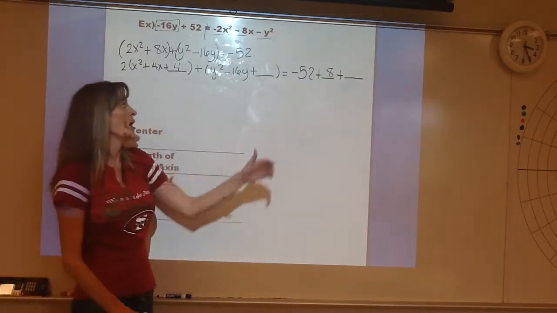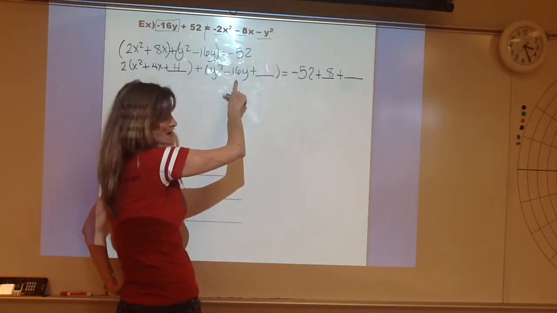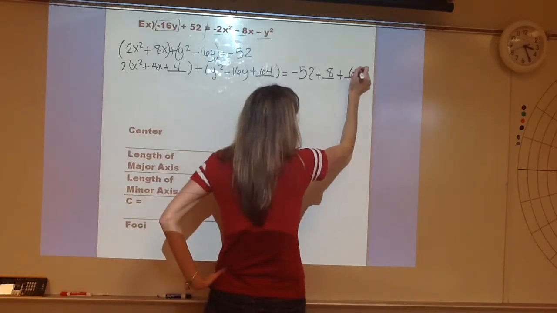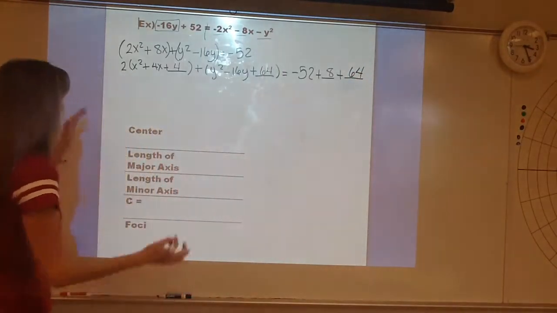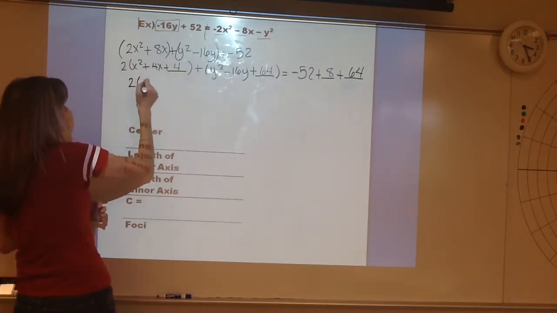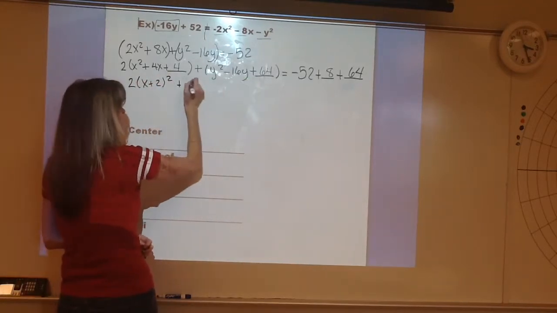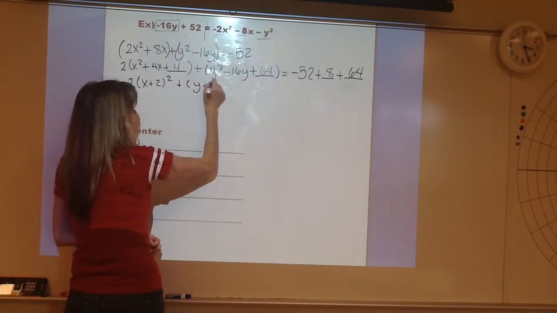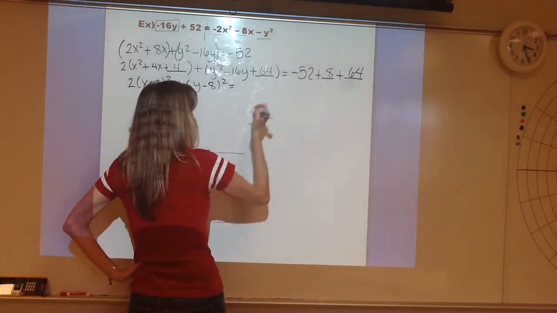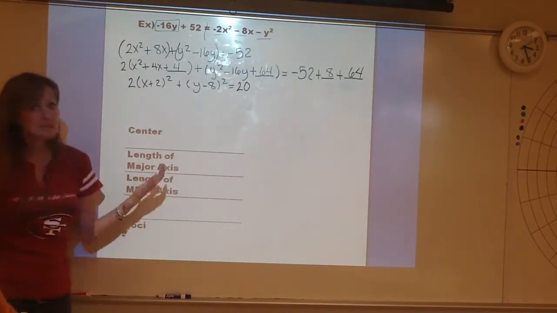All right, let's complete the square with the y. Half of 16 is 8. 8 squared is 64. Okay, so I'm going to factor this and group it together so that I can have my perfect squares. So this would become 2 times (x plus 2) squared plus this becomes (y minus 8) squared equals, that's going to be 20. All right, we're almost there.